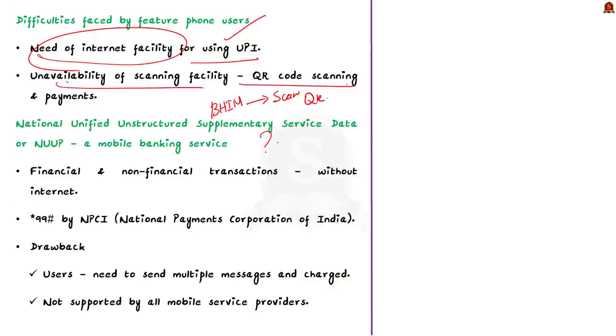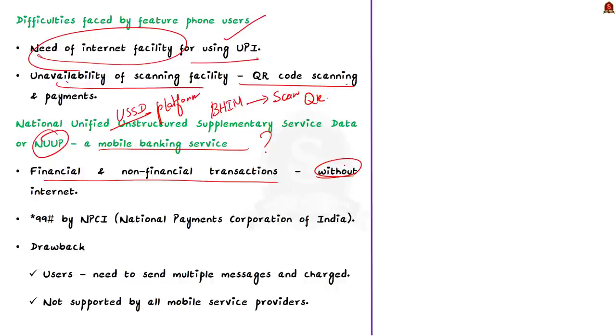When I talk about these kinds of facilities, you may say that they have the National Unified Unstructured Supplementary Service Data or the NUUP. This is a USSD platform. So, what does this mean? This USSD platform is a mobile banking service. Through this, financial and non-financial transactions can be done without the internet. This is popularly called *99# by the National Payments Corporation of India, that is NPCI.